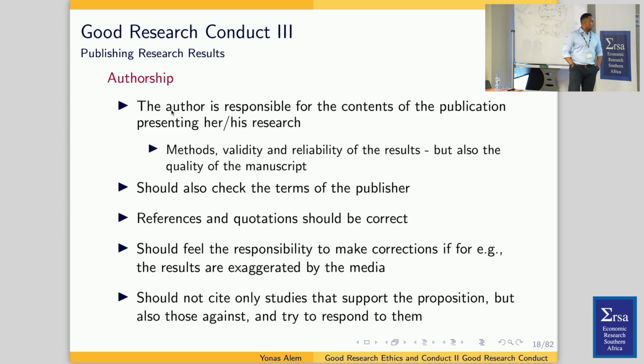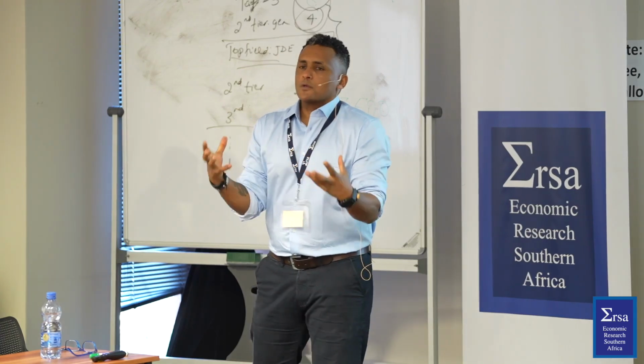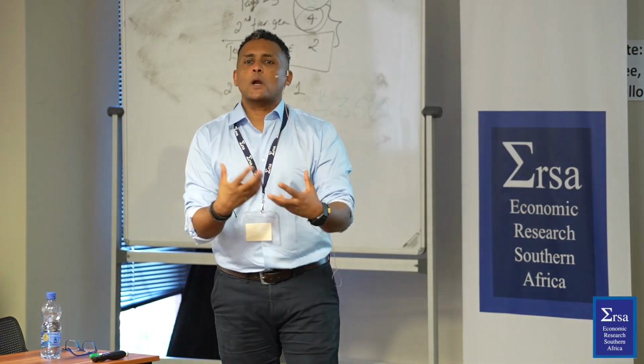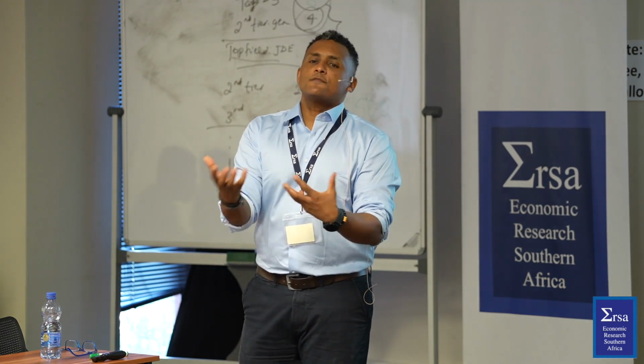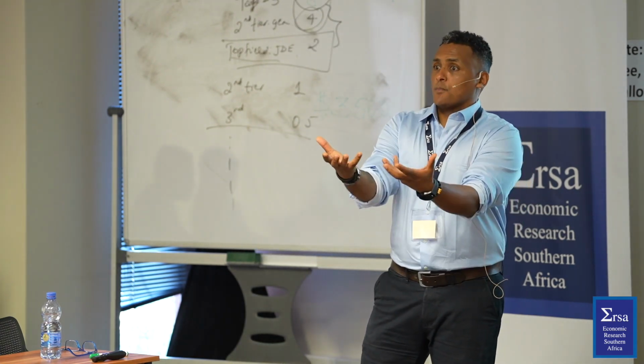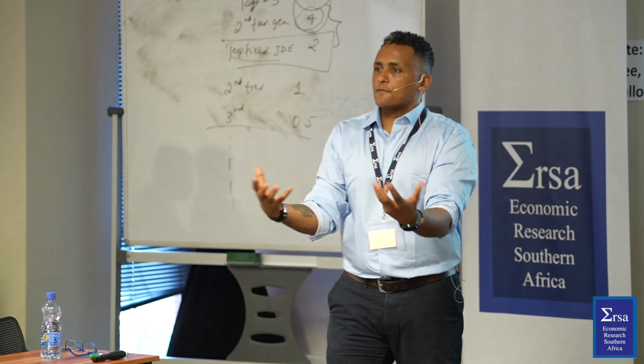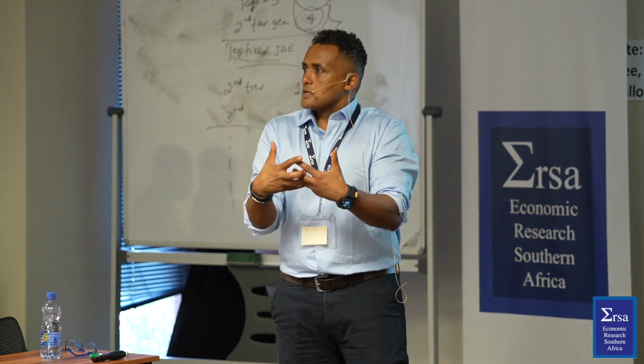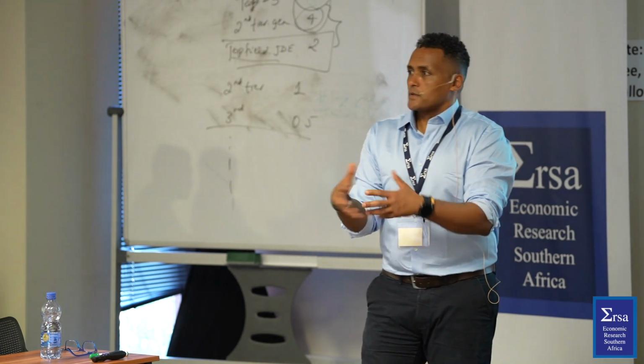You should not cite only studies that support your proposition, but also those against it, and try to respond to them. So when you cite papers, you shouldn't cite only papers that support your hypothesis. In fact, if there are other studies that say the opposite, it's helpful for you because you are contributing to a very hot discipline where we need more research. There's no need to take sides.